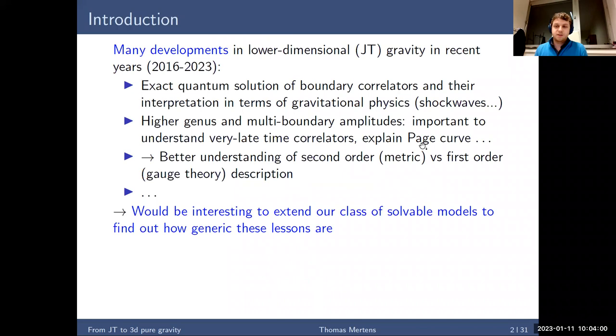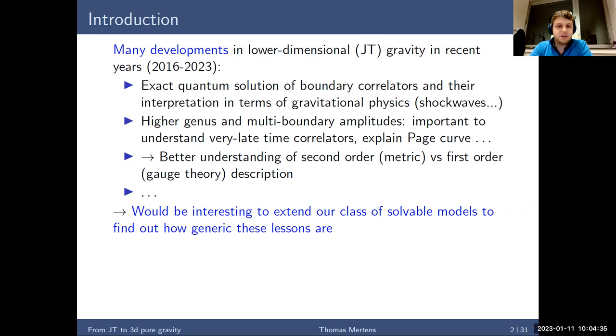So in the past 7 years or so, we have seen many developments in lower dimensional gravity models and their solutions, in particular in two-dimensional JT gravity. We have learned about the exact quantum solutions of the partition function and boundary correlation functions and their interpretation in terms of gravitational physics, so shockwave scattering. We have learned a couple of years ago about the relevance of higher genus and multi-boundary amplitudes, which have proven to be important to understand the very late time behavior of boundary correlation functions and to explain the page curve.